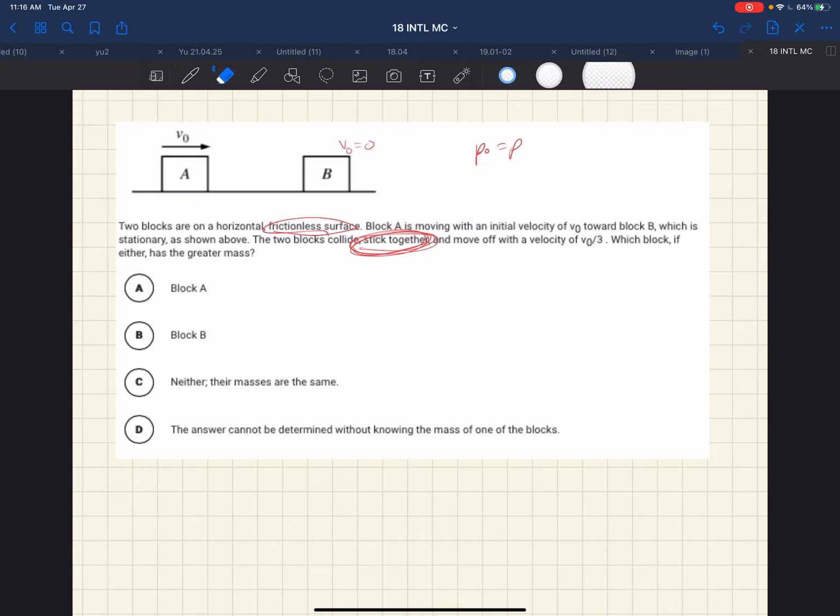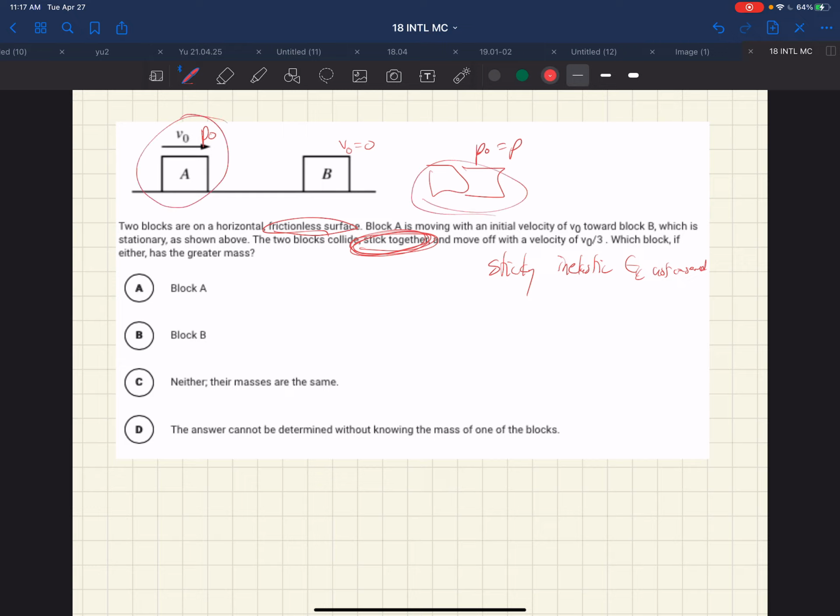Which one has a greater mass? Well, the first thing is we should expect that this is a sticky collision, which means it's inelastic, and the kinetic energy is not conserved. And that's because the momentum on this side is the initial momentum, then gets shared with the two systems. So the momentum that's being carried with this mass is now being shared with that mass.